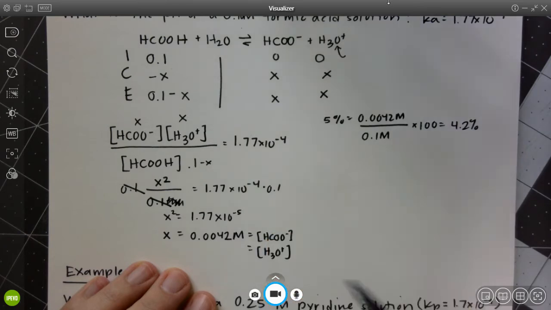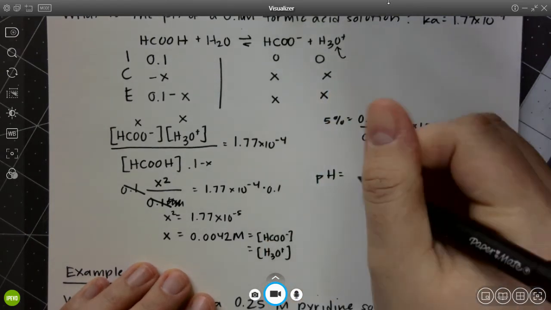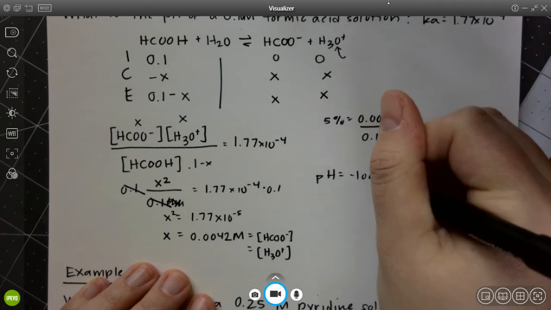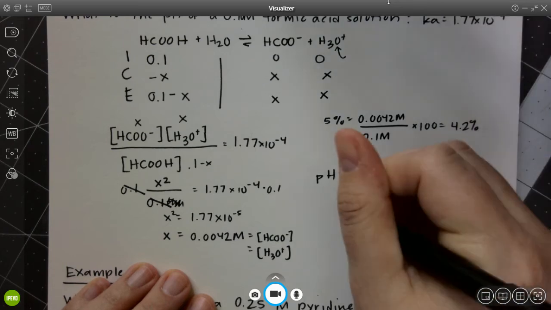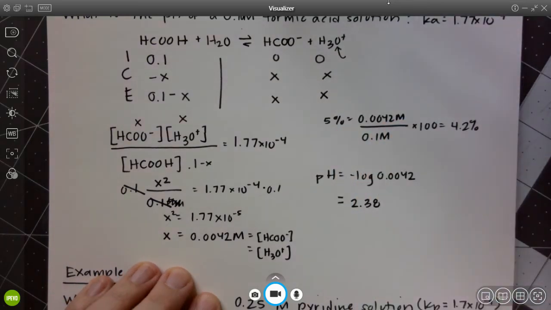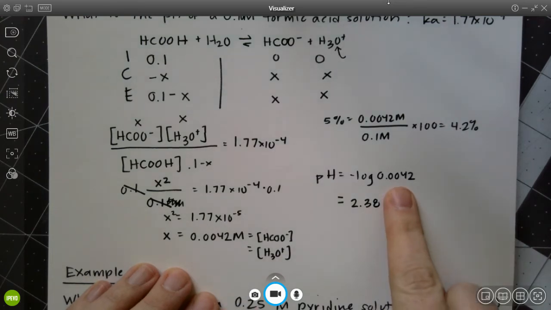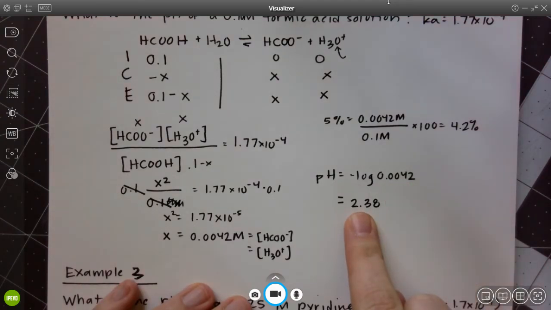Means I can take this H3O plus concentration and find my pH. So my pH is going to be equal to the negative log of 0.0042, and that is equal to 2.38. So you can see the concentration of the acid is far, far less than 0.1 molar because it is a weak acid, and our pH is going to be 2.38 here.